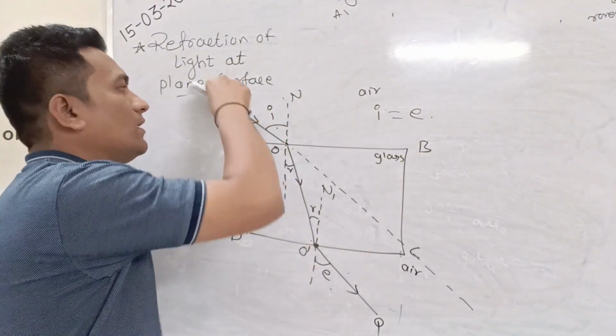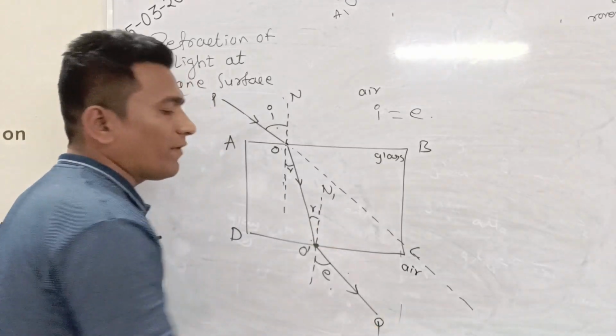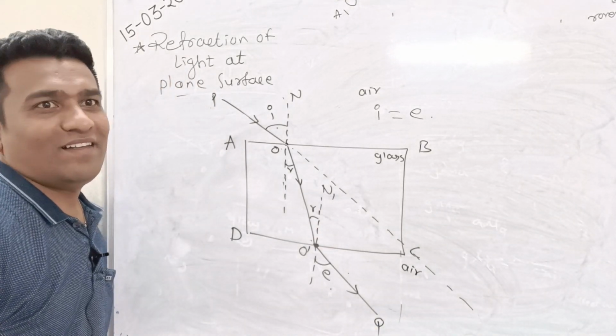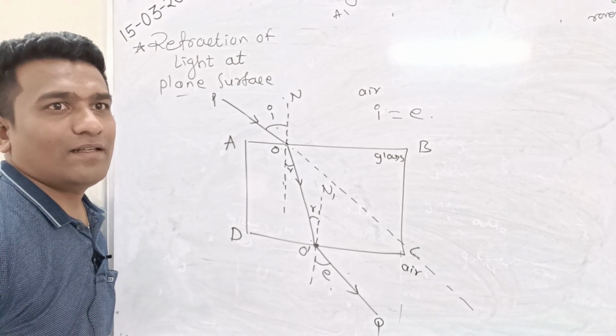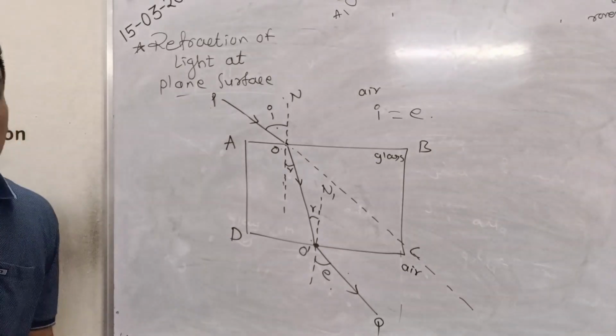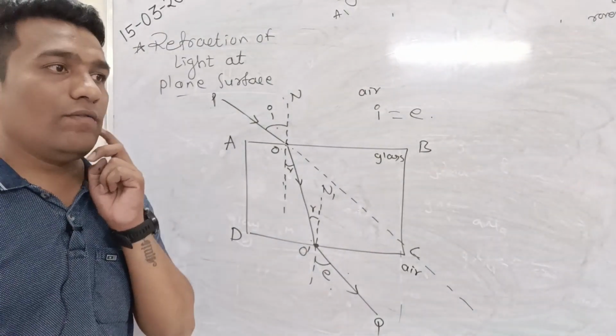Why? Because the direction of the incident ray and the direction of the emergent ray are parallel. They are parallel. Okay. So the angle of incidence is always equal to the angle of emergence.